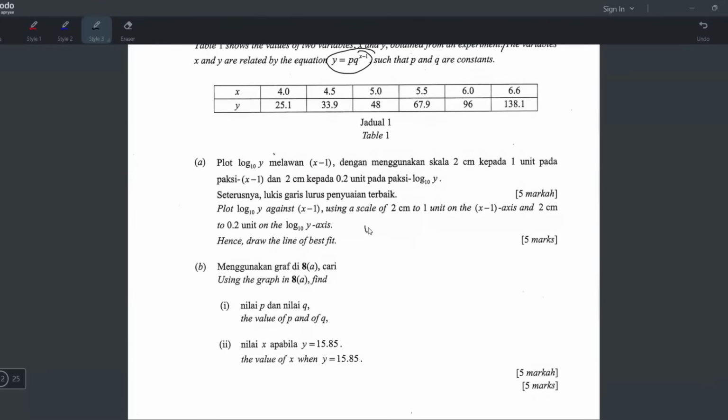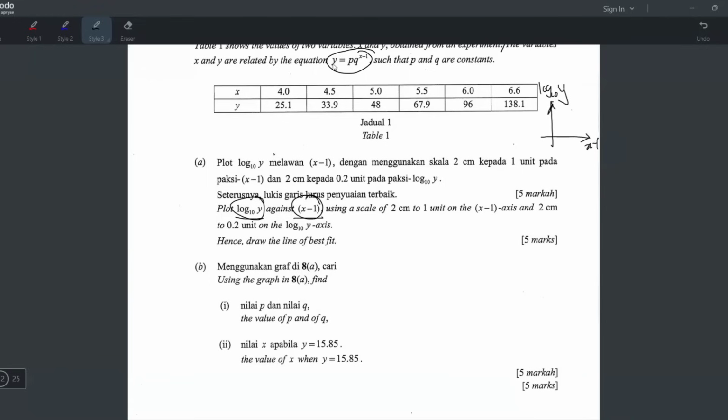So I'll just do it here. So y equals p q power x minus 1. When I change to linear form, it means I want it to be y equals mx plus c. And I want my equation to match with the y-axis. If you want to know what's the y-axis and x-axis, you can always refer to the question. Because the question will always tell you to plot something against something. Then you can know the y-axis and the x-axis. So the y-axis has to be log y and then x minus 1.